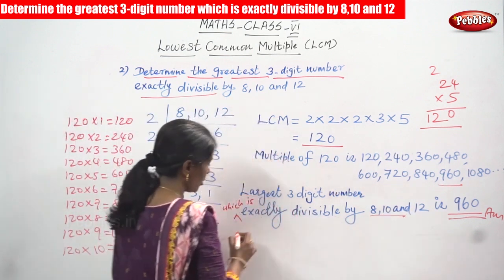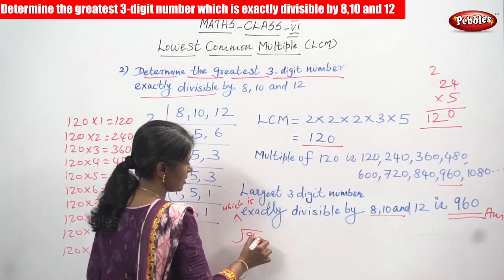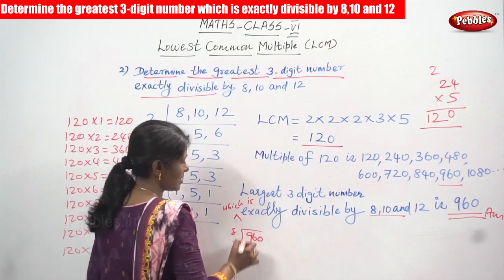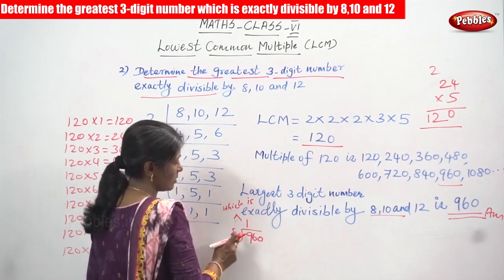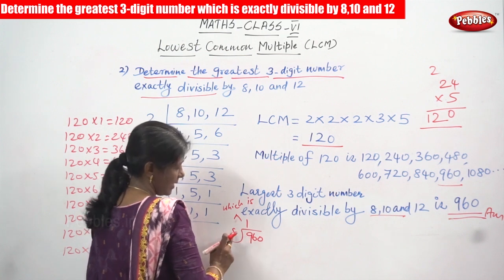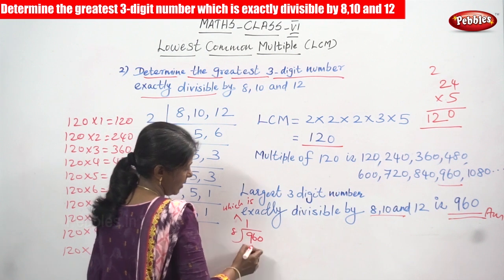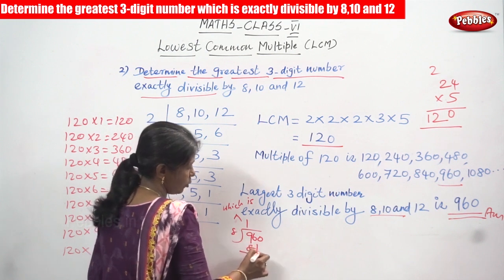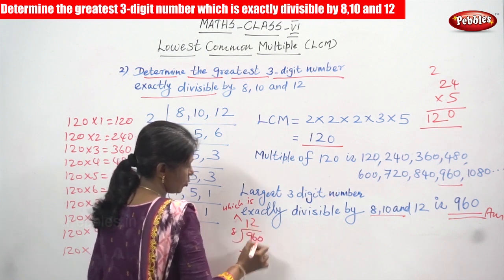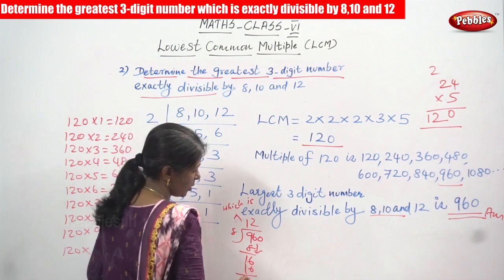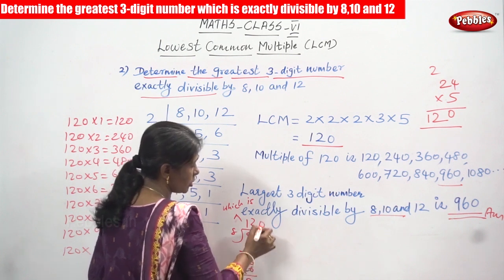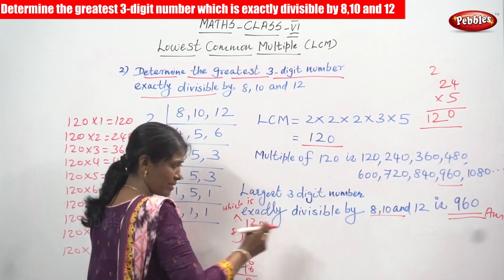Now I just want to verify. That means 960 is divided by 8. 96 means, 8 1s are 8. Then the remainder is 1. I have to bring down the 6. That is 8 2s are 16. 16 minus 16 you get 0. This 2 goes to the top. 120 is the quotient, and the remainder is 0.